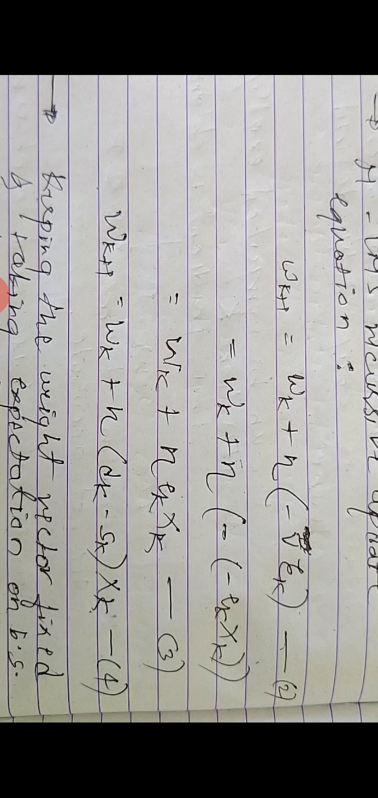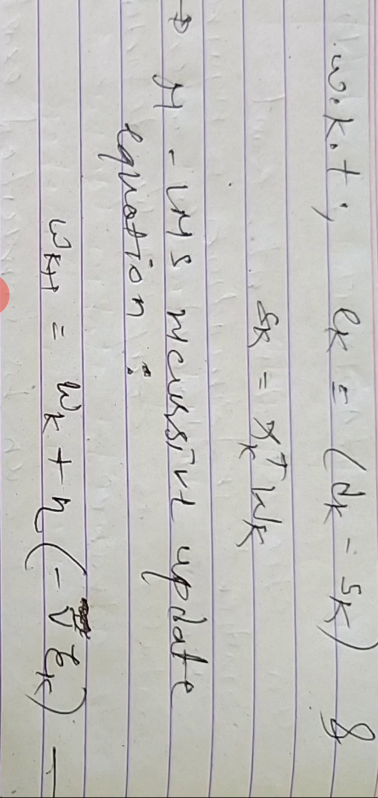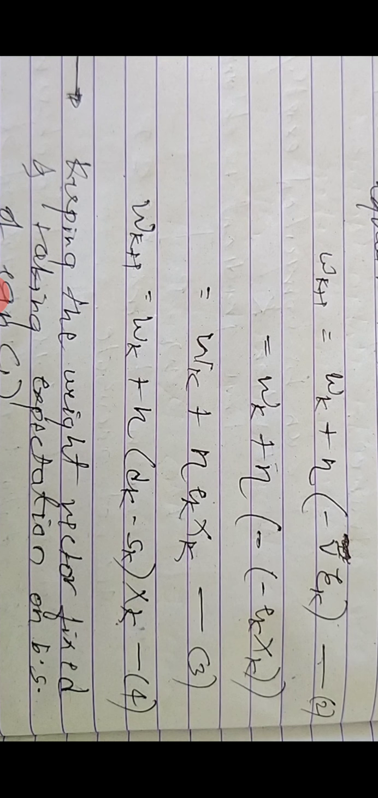You already know what is your e of k. Here you can see you already know your e of k. So you substitute the value of e of k, which is nothing but d of k minus s of k into x of k. Now what we are doing then? We are trying to change our whole updation equation, which is nothing but w of k plus 1 is equal to w of k plus eta into d of k minus s of k into x of k. Now the next big question that arises is, when will this equation converge? When will the average of this del tilde of epsilon of k converge?